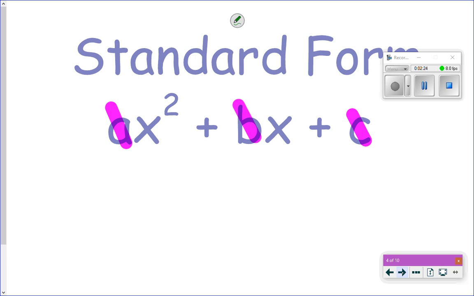Okay, and then this is the standard form that we're going to be working with. We're going to have a number times x squared. In this case, for this week, it's all going to be 1, plus or minus a number times x, and then plus or minus a constant number. So that last number will never have a variable with it.